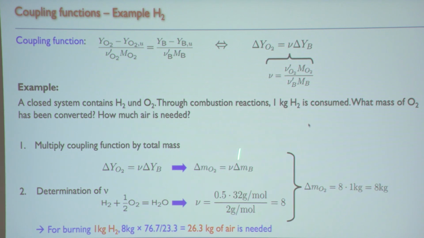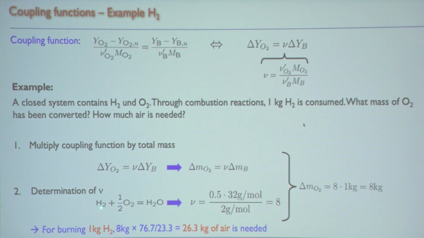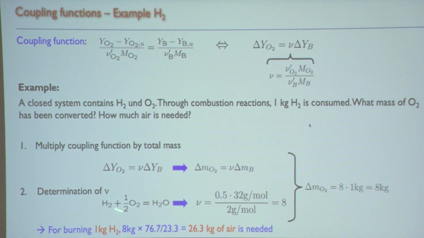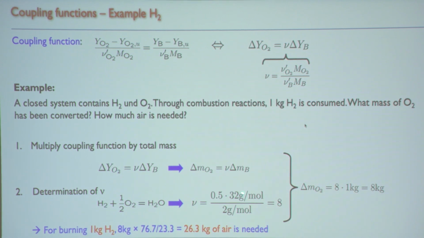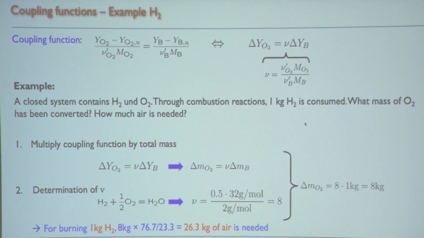Nu here is the stoichiometric coefficient from the equation, and here's the equation, it is 0.5 times 32, and then the stoichiometric coefficient is 1 times 2 gram per mole, so it's 8. And then, so for 1 kilogram of hydrogen, you need 8 kilogram of oxygen.